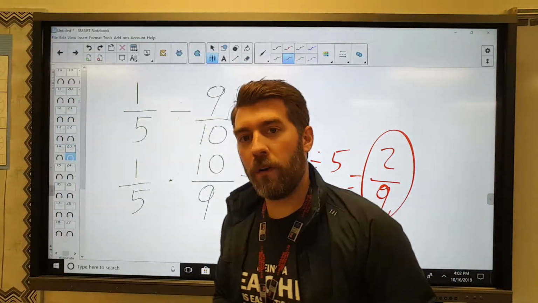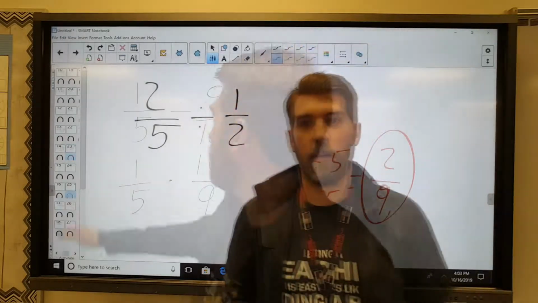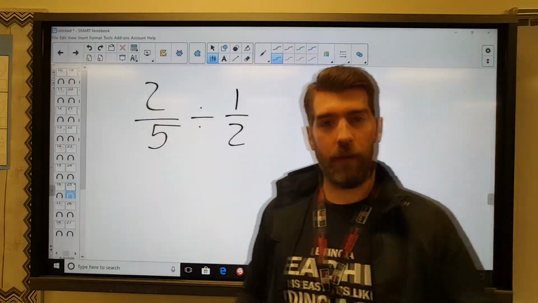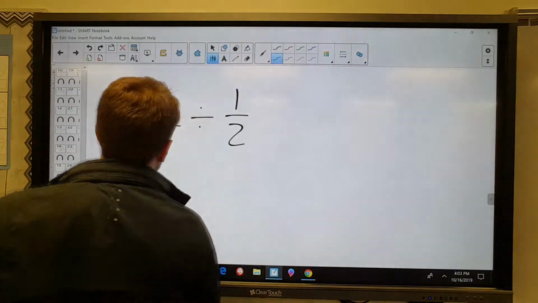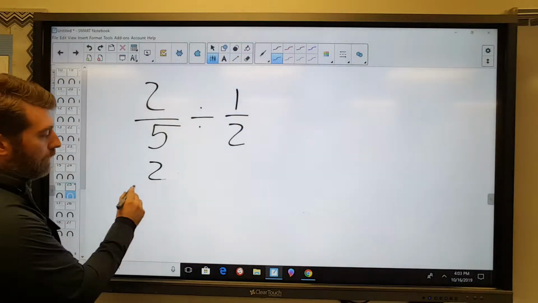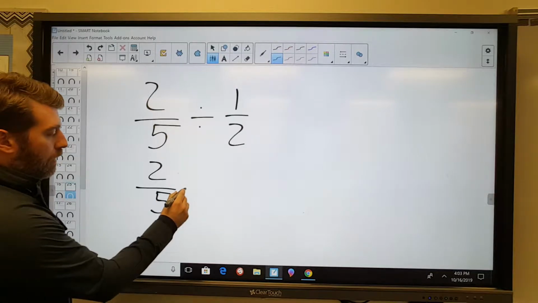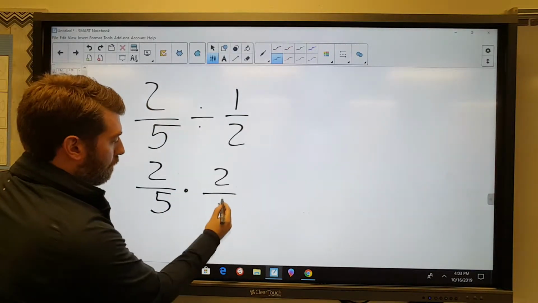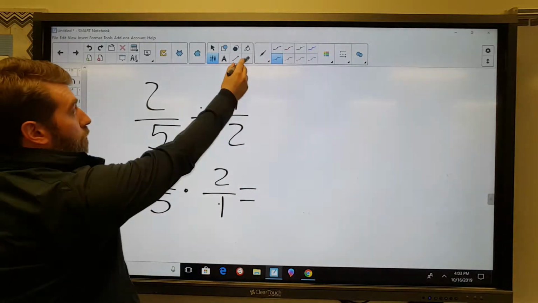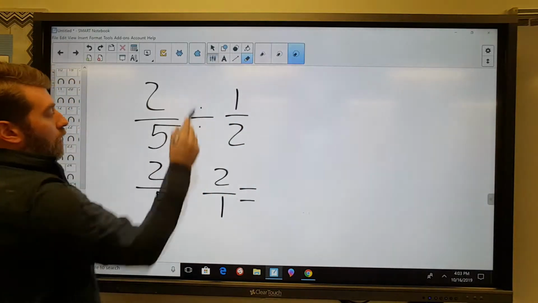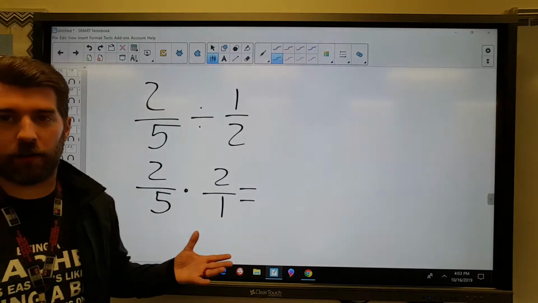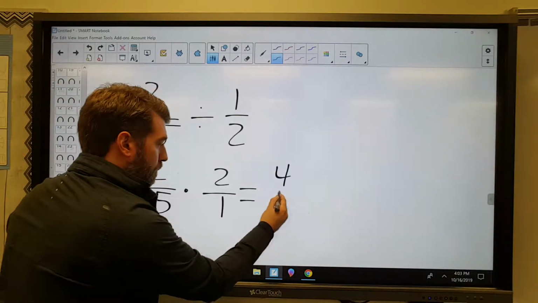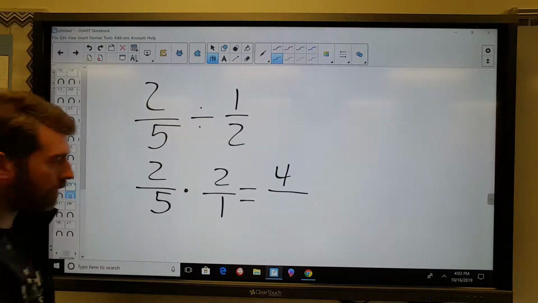Let's do one more just a little bit faster. Okay, next problem. We have 2/5 divided by 1/2. Same thing as before. I'm going to do keep, change, flip. Keep it, change it, flip it. So now I can just multiply straight across like I did before. 2 times 2 is 4. 5 times 1 is 5.